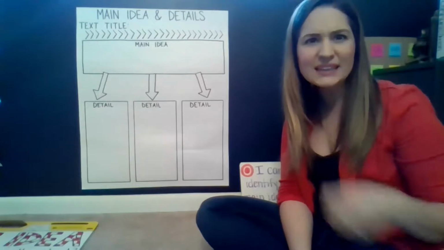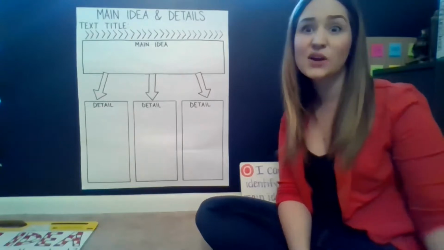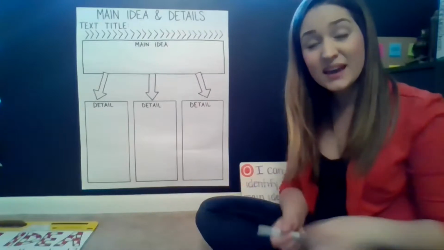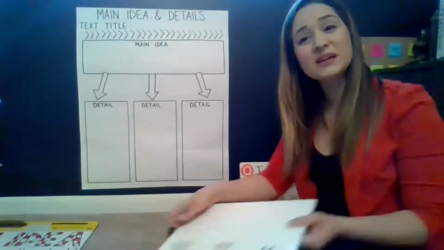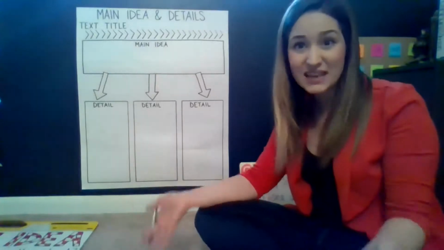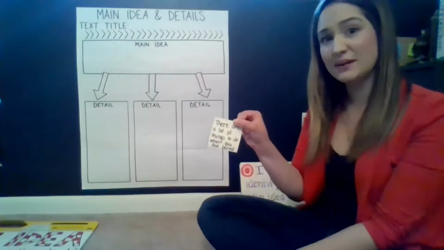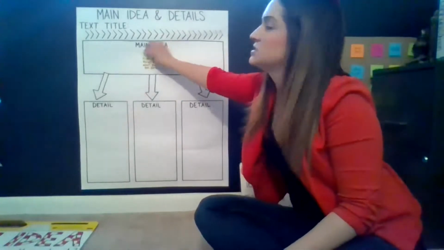So what I'm thinking is the main idea of that book is that there are lots of things that you can do when you're bored. And that told me the main idea, because the whole book was about things I can do when I'm bored. So that's why it's the main idea. So I've written that down on a Post-it note, and I'm going to put it right onto my chart here.